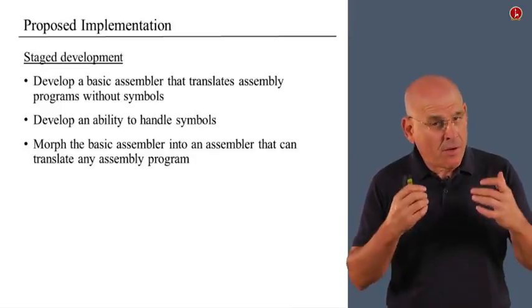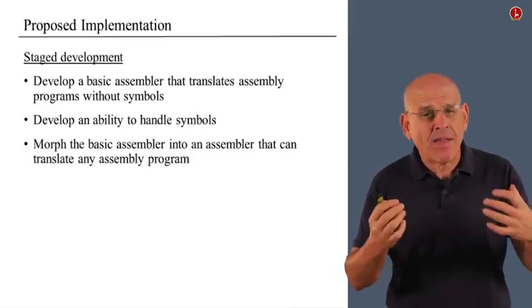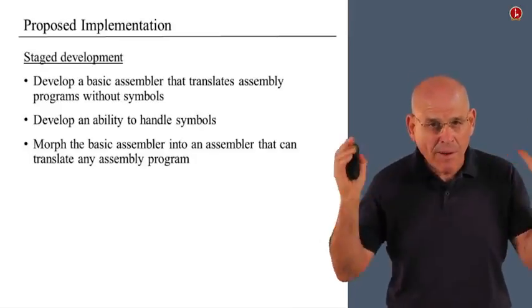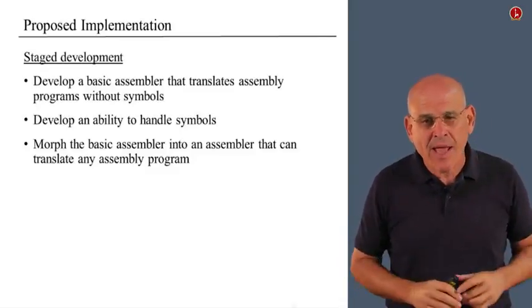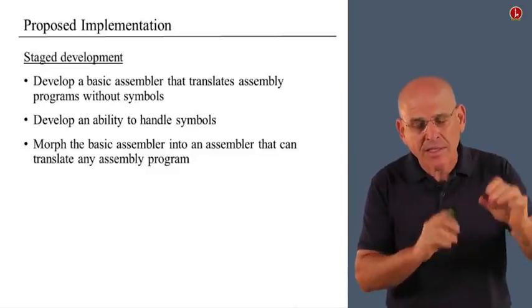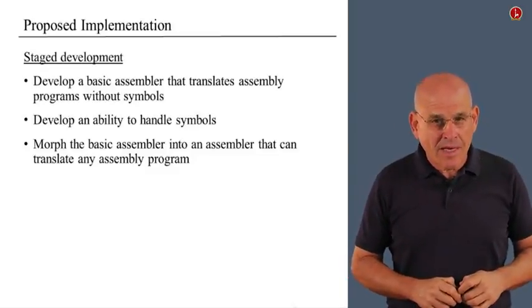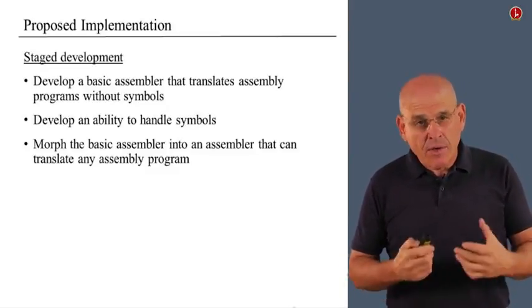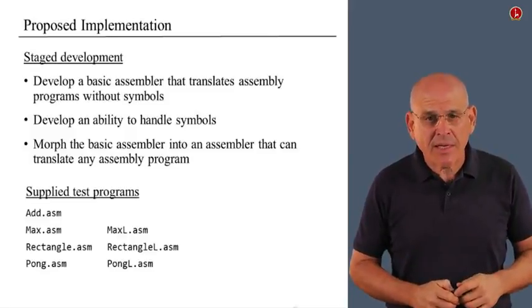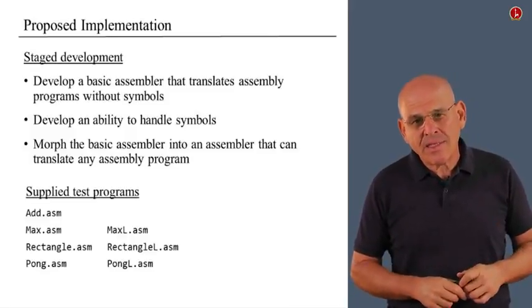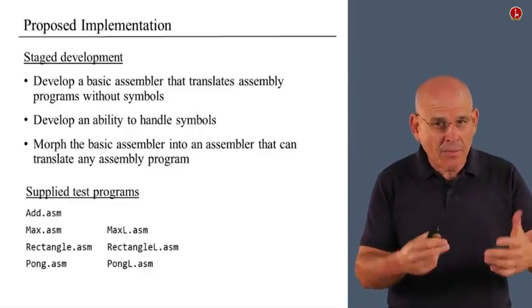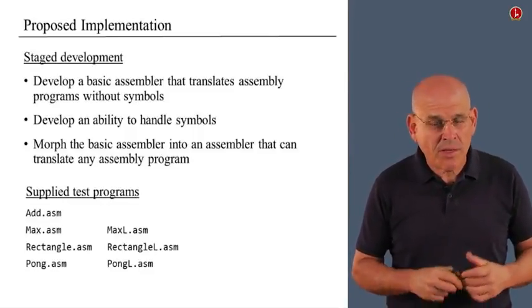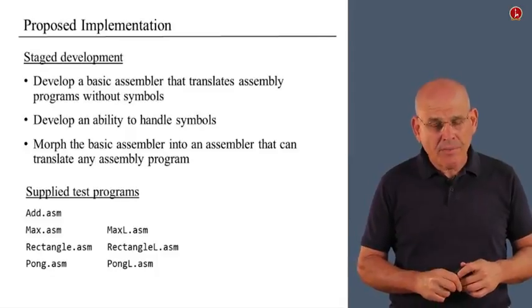So this is yet another example of divide and conquer. You take a complex task, you split it into more manageable tasks, and complete and unit test each one of them in isolation. Now, in order to carry out this unit testing, we provide a set of 7 test programs that you are welcome to use in order to make sure that your assembler is actually working.